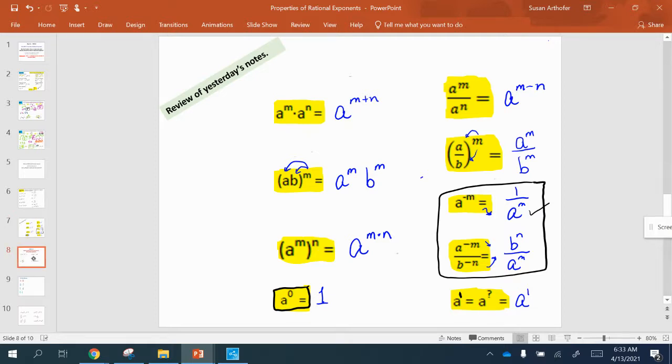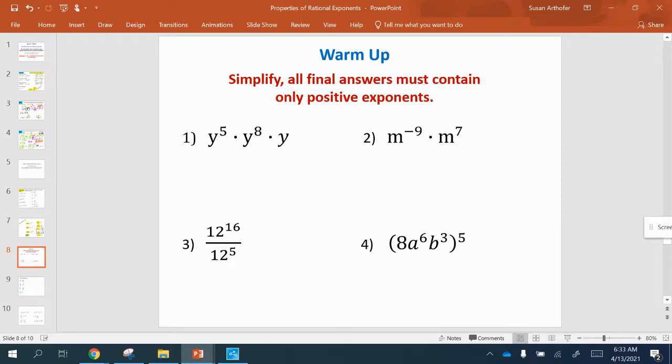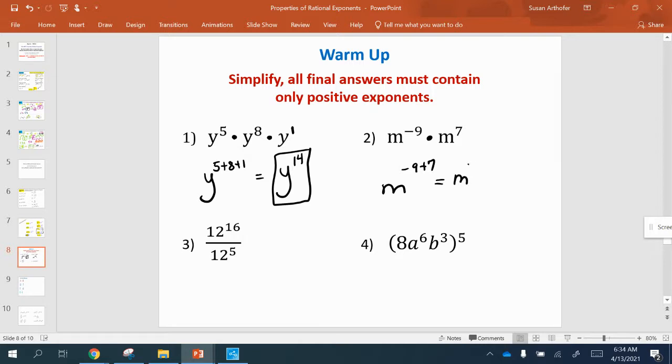Okay? All right, and then we did a warm-up. So on this one, we wanted to make sure that we filled in a hidden 1. And the rule, when your base is the same, y and y, and you have a multiply dot in between those terms, then you just add the exponents. So it's 5 plus 8 plus 1. So the answer here is y to the 14. And then this one, again, the base is the same, m and m. So you write the m, and it's -9 plus 7. So that would be m to the -2.